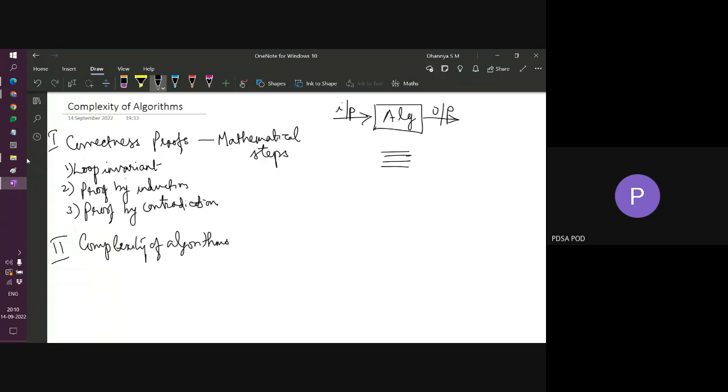So the complexity of algorithms we study from two perspectives. One is with respect to the time that the algorithm consumes and the other with respect to the space. So in this course, again, a lot of our focus is limited to the time taken by the algorithm.